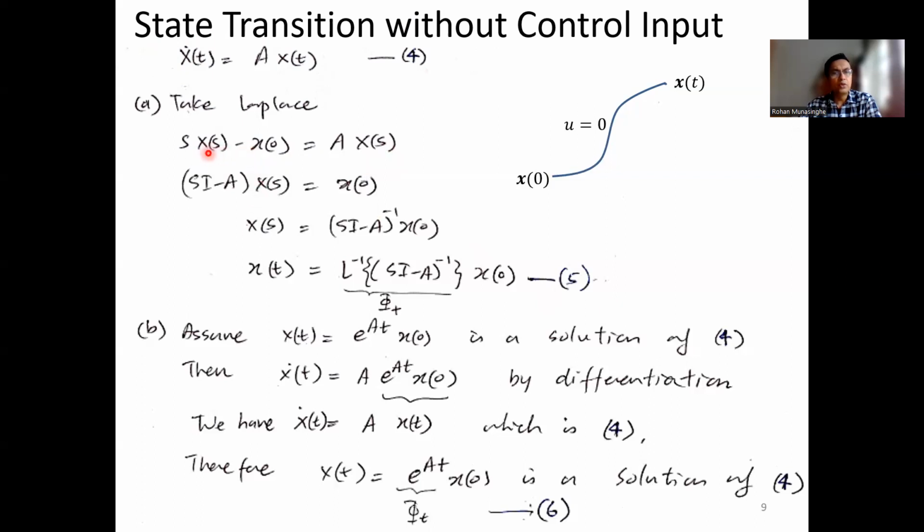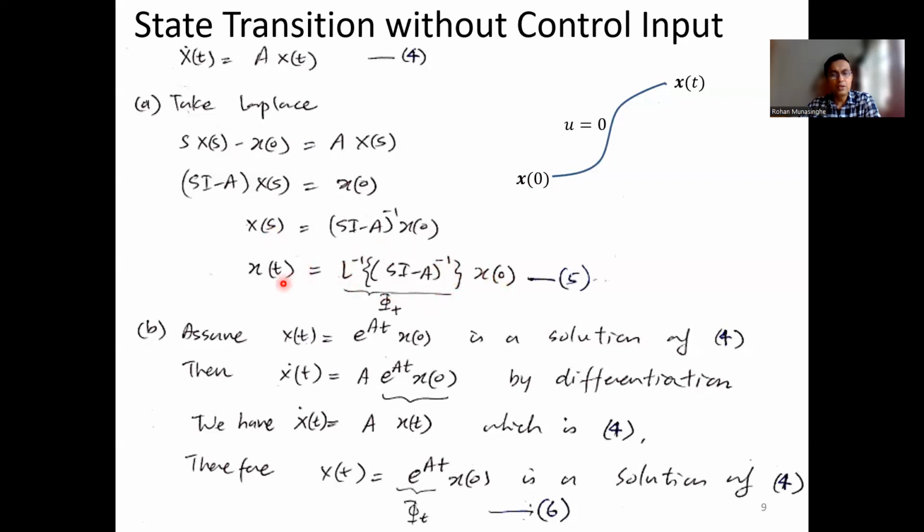And then you can take this AX(s) to the left hand side and keep all X(s) terms on the left hand side and other terms on the right hand side. So you can see the initial condition x0 goes to the right hand side. You simplify this, sI minus A goes to the right hand side as an inverse, and you have this expression. We want to calculate the state in time domain, so let's come back from Laplace to time. X(s) becomes x(t), and this becomes Laplace inverse of the expression times x0. X0 is a constant.